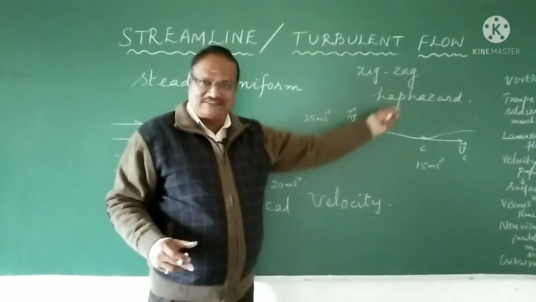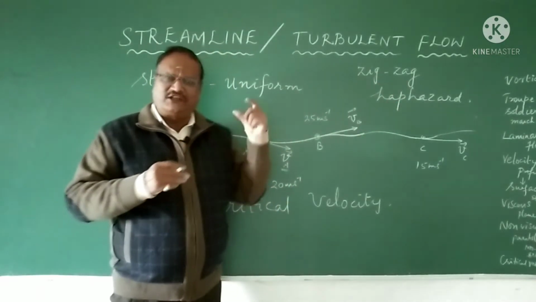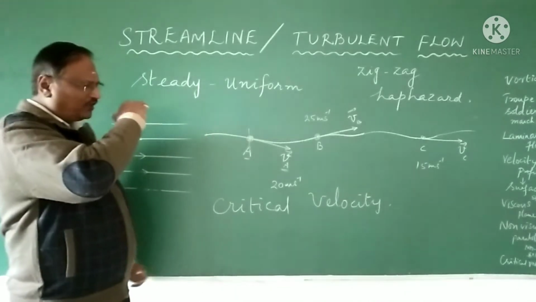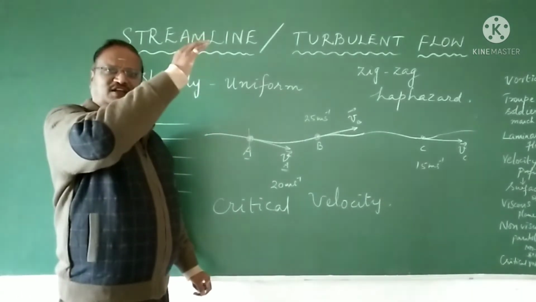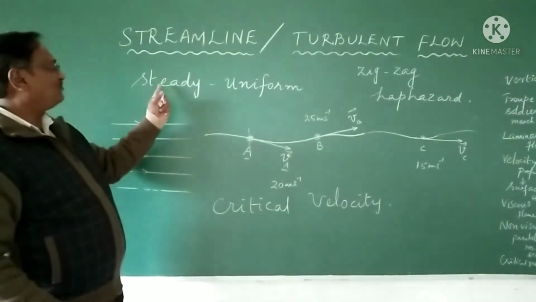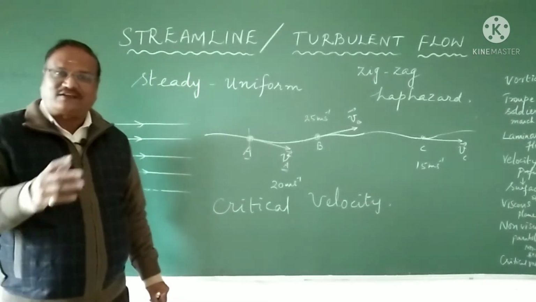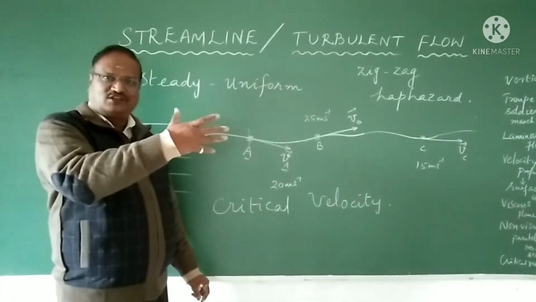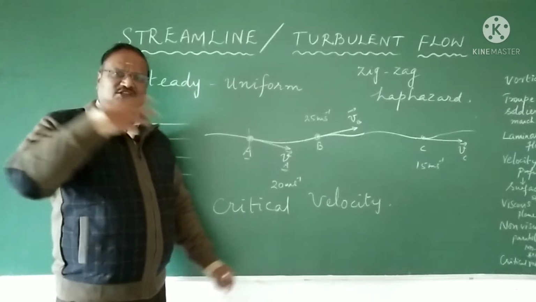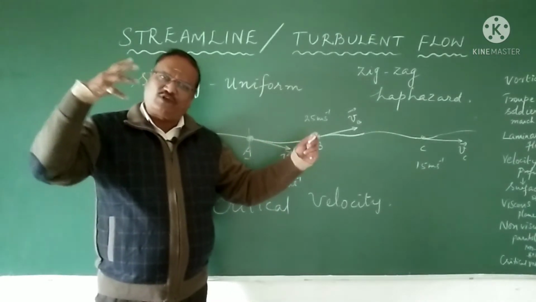For example, in a river, if the river is flowing smoothly, very smoothly, at that time you will have steady or uniform flow and streamline flow. But if there is a flood, let us say, in the flood time what will happen? The water is gushing out. The water is coming with different velocities.